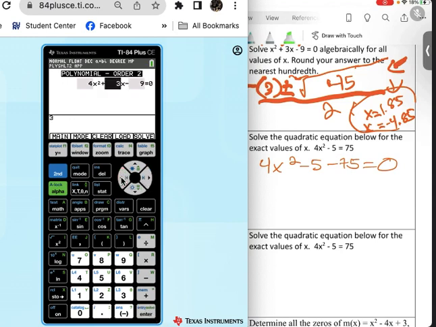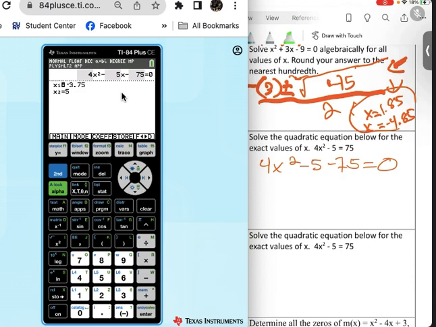Oh, no, that's a minus. My B is 5. And my C is negative 75. Okay. This is a 7. Okay. So I'm going to hit solve and see.